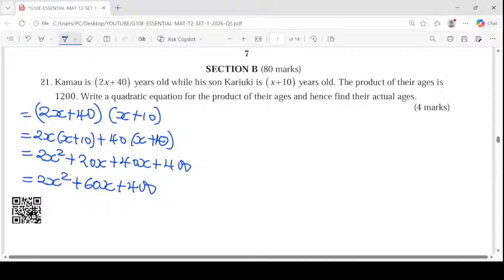And this product, the product of their ages, is 1200. So this product should be equivalent to 1200. Let's equate everything here to 1200.